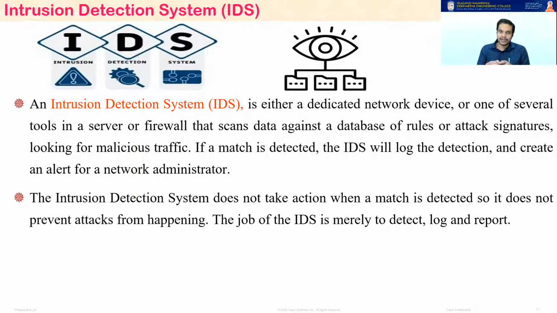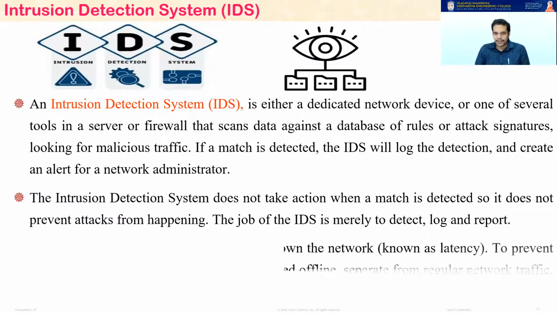So when the traffic comes in, it checks the traffic against its database. Now, what happens if there is a match? Because its database contains all those malicious network signatures or traffic signatures. If there is a match, automatically the IDS will log the detection and create an alert to the network administrator. Please remember that the IDS will never block anything. It will simply detect, log, and report it back to the administrator. It doesn't do anything else. It's a passive kind of thing.